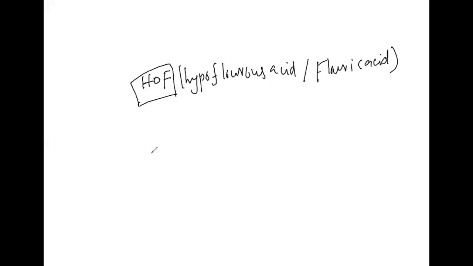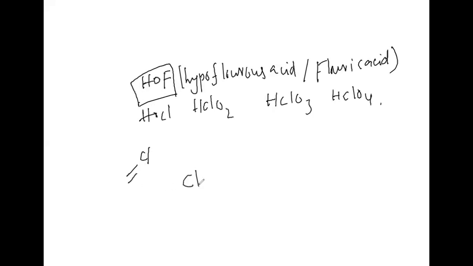But for chlorine, what can we write? We can write HClO, that is HOCl, HClO2, HClO3, and HClO4. Now, if you take chlorine, how many bonds can I write here? O-H-Cl, OH like this. Then the remaining lone pairs I'll write like this: 1, 2, 3, 4, 5, 6.